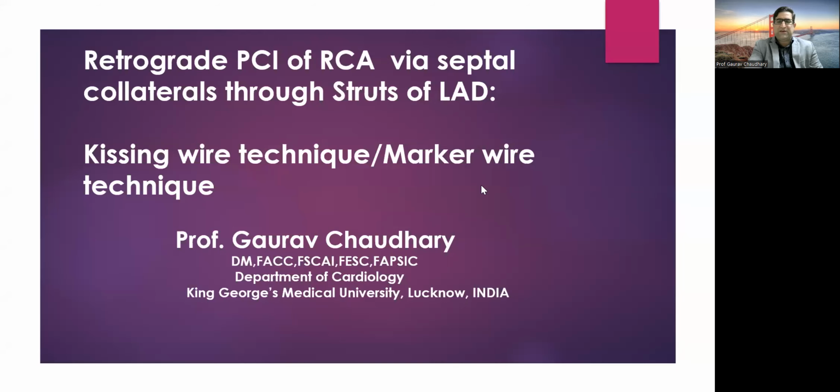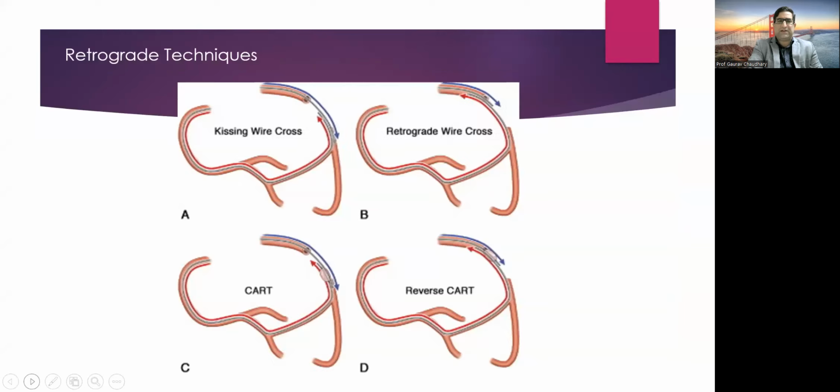So I will be discussing this as a case-based discussion. First of all, the things to keep in mind: there are basically four ways to make the retrograde technique successful. First is the kissing wire technique. In this, the antegrade wire is negotiated while keeping the retrograde wire across the collateral in the main distal artery lumen, which acts as a marker or guiding wire.